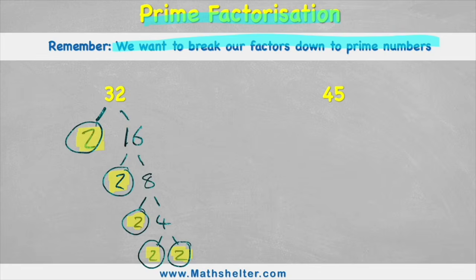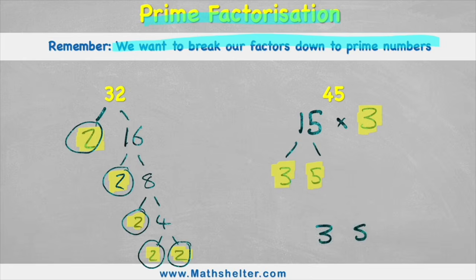Now let's use prime factorization to break down the number 45. Well, I can start with any factor pair. So in this case, I'm going to choose 15 multiplied by 3, because 15 times 3 is 45. Now I can see straight away that 3 is a prime number, so I don't need to carry on that side of my factor tree. But 15 is not, because 15 can be made up of 3 times 5. Well, I can see another 3 here, so that must be a prime number. And also my 5 is a prime number, because no other two numbers multiply for 5. So my prime factors of 45 are 3, 5, and 3.